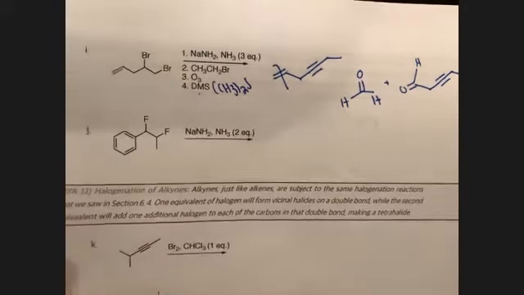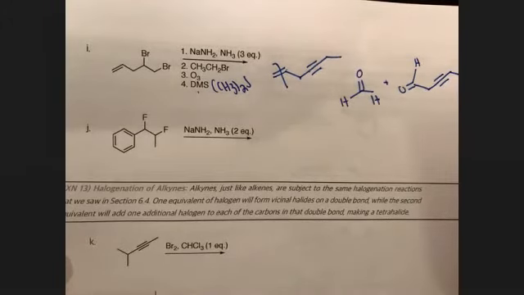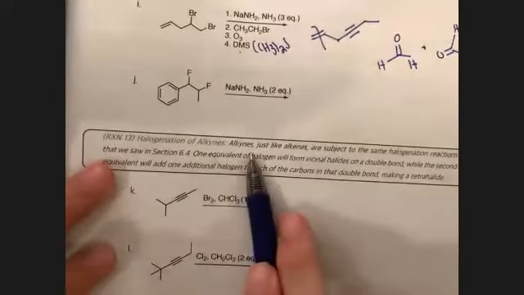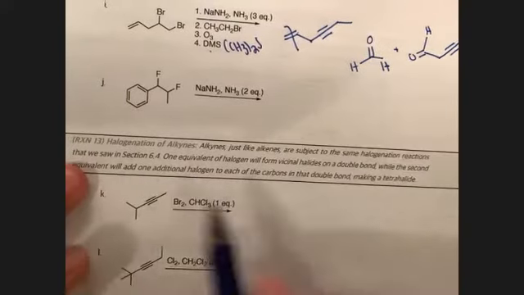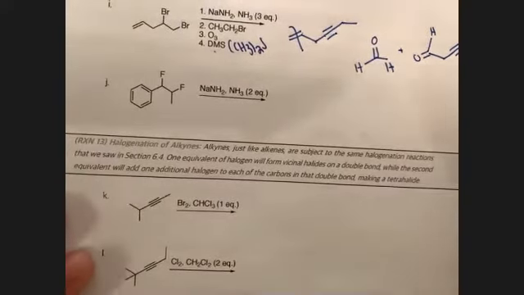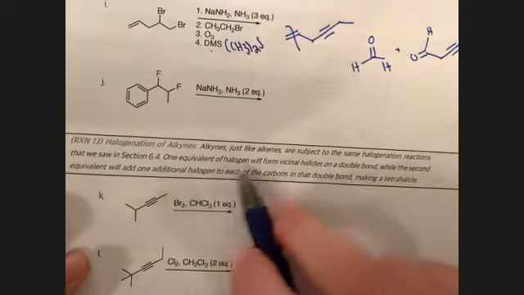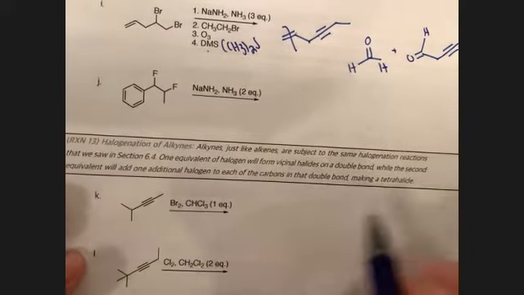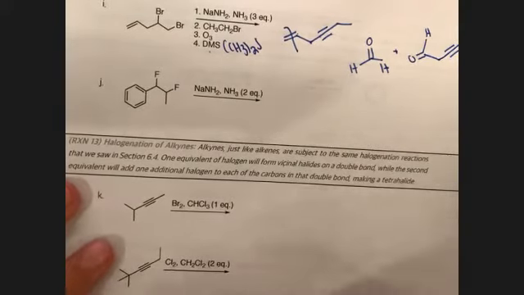All right. Let's move on to halogenation of alkynes. This is going to help you in reaffirming those alkene reactions. I even said it right here: alkynes, just like alkenes, are going to react under the same halogenation conditions that we saw in section 6.4. So the equivalence is going to matter here. One equivalent of the halogen, which we say up here, is going to form this vicinal halide, meaning adjacent. But when you have 2 equivalents, you're going to form this tetra substituted halide. Let me show you what that means.